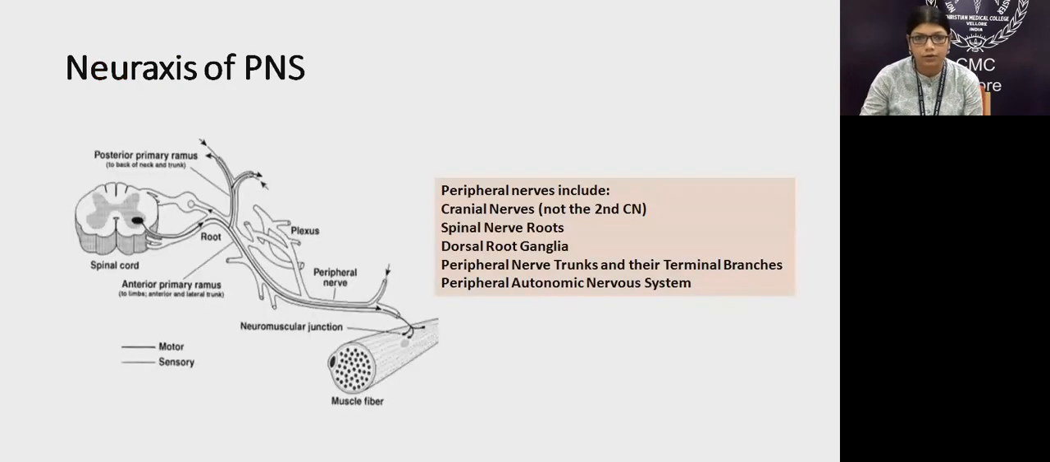So the peripheral nerves not only include all the spinal nerve roots from the cervical, thoracic, lumbosacral regions, but also the cranial nerves, not including the second cranial nerve, all the spinal nerve roots, dorsal root ganglia, peripheral nerve trunks and the terminal branches, and the peripheral autonomic system. So we'll be discussing the immune-mediated disorders involving this part of the neuroaxis in the peripheral nervous system.